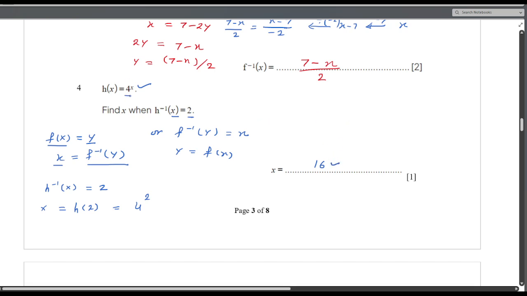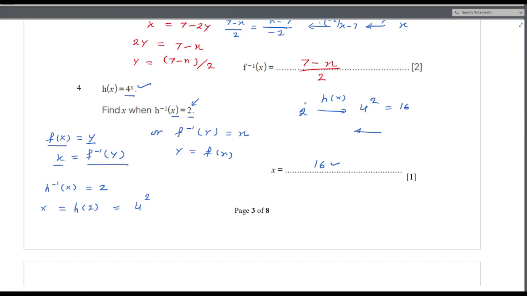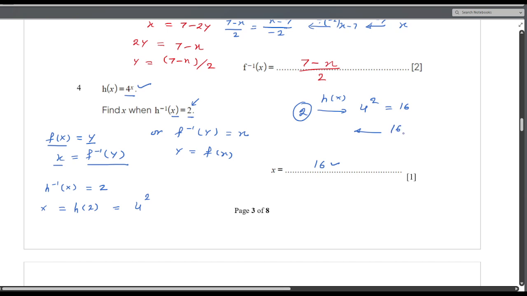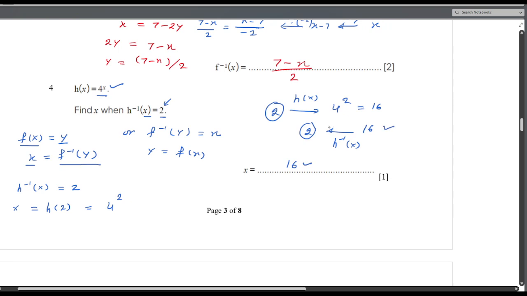For inverse function, my result is always the input. So if I take input as 2 and I apply the h(x) function, it will give me 4 power 2, which is 16. Now in reverse, if I take my input as 16 and apply h inverse x, then 16 will give me the result 2. So here 16 is giving me result 2. That means this x is 16.